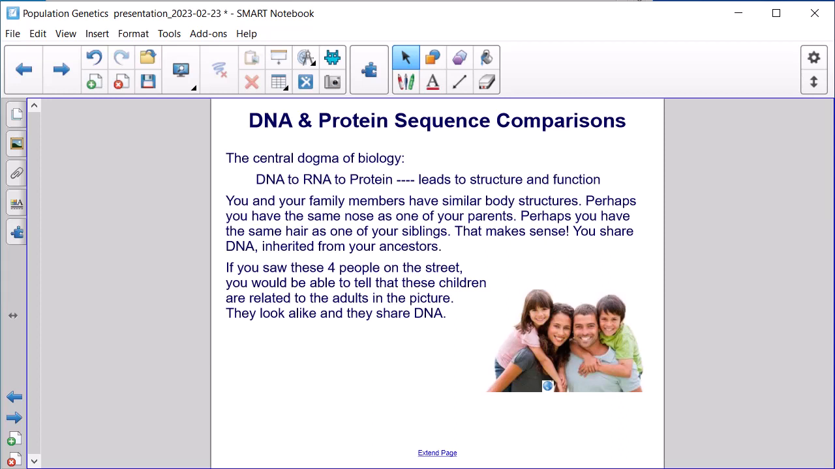You and your family members have similar body structures. Perhaps you have the same nose as one of your parents. Perhaps you have the same hair as one of your siblings. That makes sense. You share DNA inherited from your ancestors. If you saw these 4 people on the street, you would be able to tell that these children are related to the adults in the picture. They look alike and they share DNA.